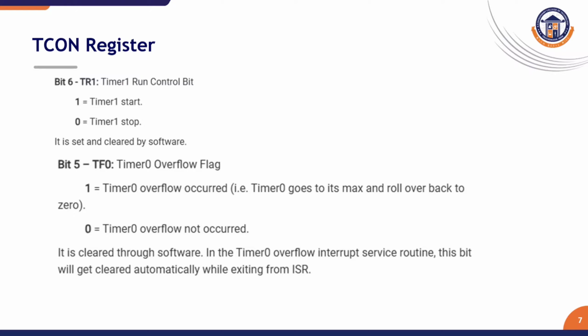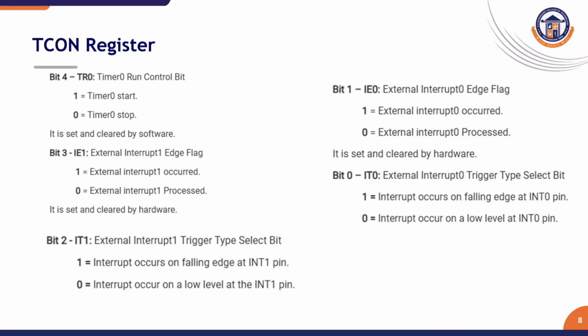Bit 5, TF0, Timer 0 overflow flag. If 1, Timer 0 overflow occurred. If 0, overflow has not occurred. Next is bit 4, TR0, Timer 0 run control bit. If 1, Timer 0 starts. If 0, Timer 0 stops.